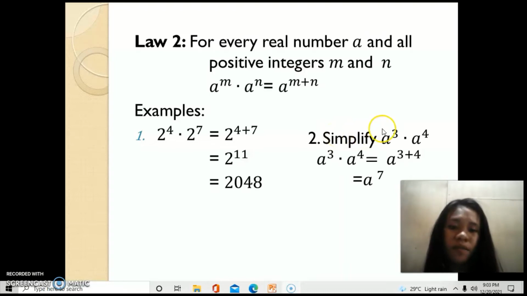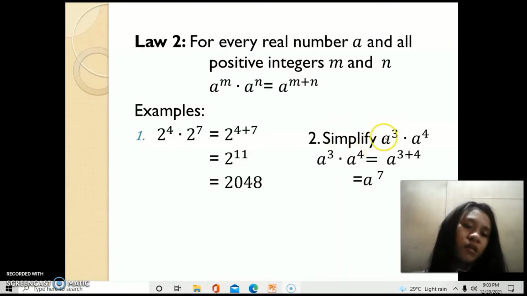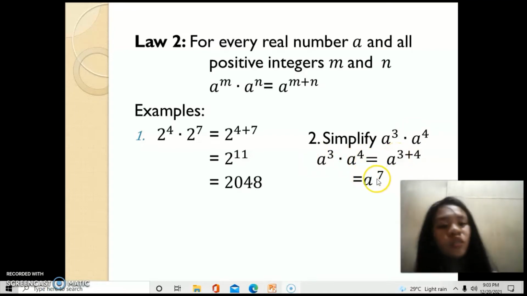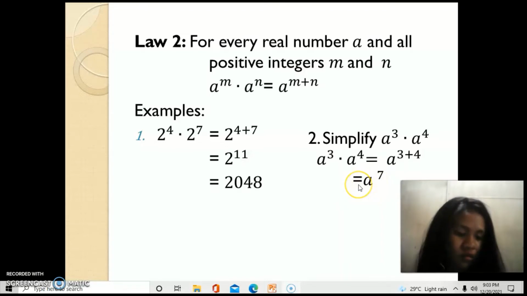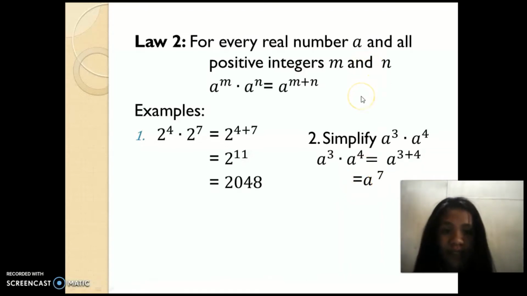Number 2, simplifying: a raised to 3 times a raised to 4. We have a raised to 3 times a raised to 4 is equal to a raised to 3 plus 4. So we're just going to add the exponents. So we have a raised to 7.